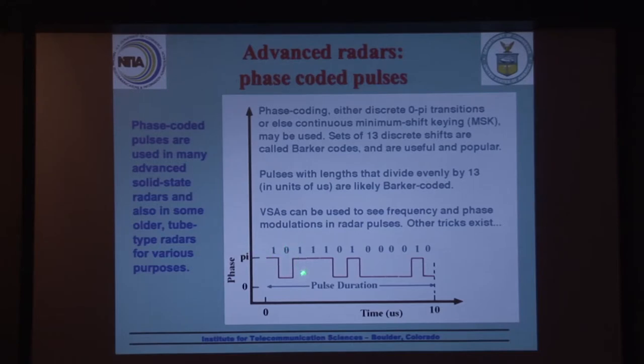You can actually see the phase transitions occur even if you're looking at this with a spectrum analyzer that normally doesn't see phase, because you'll actually see little dips occur. And if you see 10 or 12 or 13 of those little dips occurring in the envelope of a pulse with a spectrum analyzer or with a detector on an oscilloscope, you know that you're looking at a Barker coded pulse of some sort.